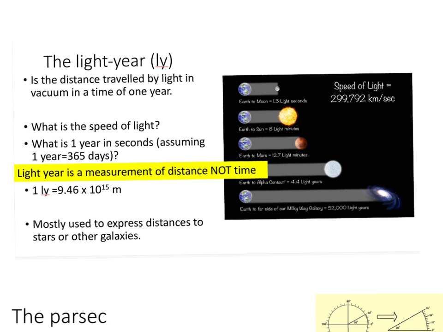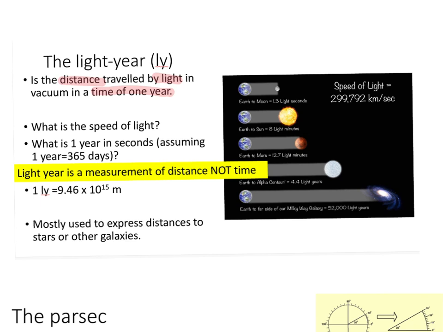Then we have the light year. Now, this is a distance measurement, not time, because it says light years. Many people confuse it with time, but it's actually to do with distance. So the definition of a light year is the distance traveled by light in a vacuum in a time of 1 year, hence the name light year.